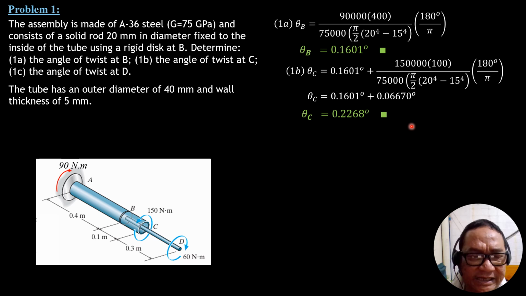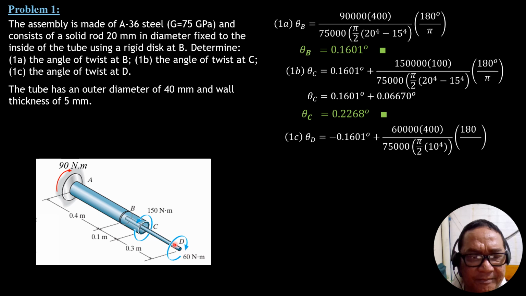Then lastly, the angle of twist at D, it is now opposite. So it is equal to negative. We treat the preceding value in portion B. Remember that BCD is attached at B, this B, and this 150 here has nothing to do with the extension for the angle of twist at D.